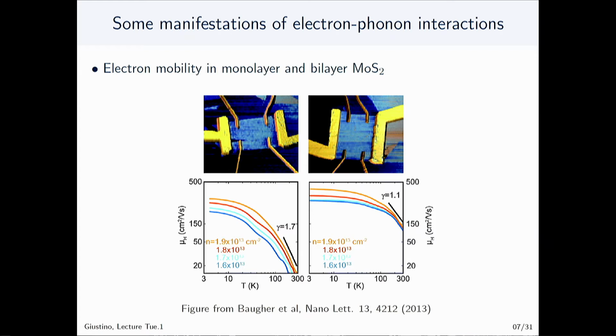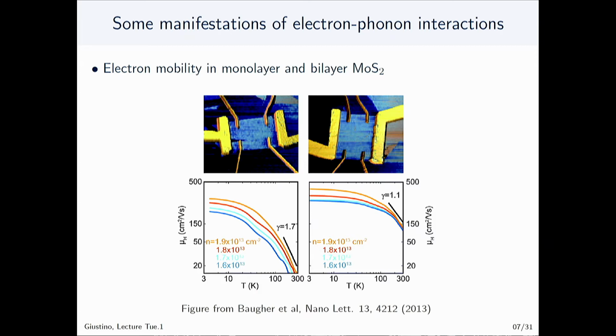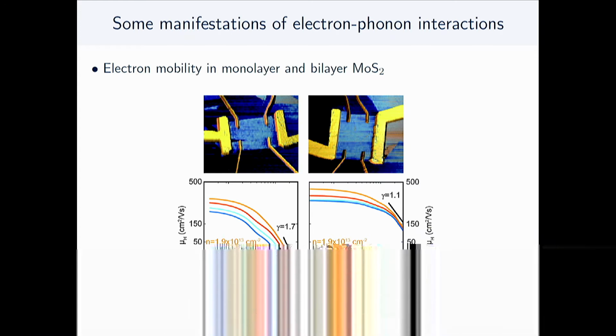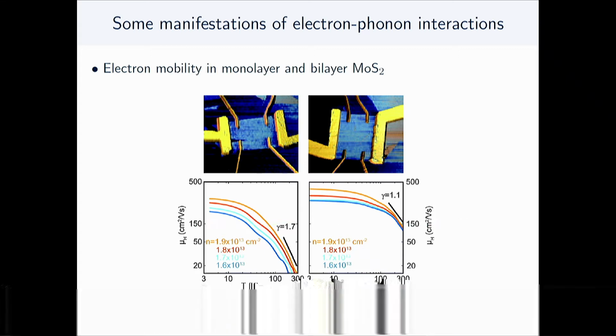These are two measurements on basically monolayer and bilayer molybdenum disulfide. These are 4-terminal experiments. And essentially what the authors of this work were looking at is the mobility as a function of temperature. That's the electron mobility. You will have an entire lecture tomorrow on the mobility, but for now, let's just say that it's the coefficient of proportionality between the average velocity of the electrons and the electric field applied to a system, okay? So that tells you how fast electrons can move in a system after you apply an electric field.